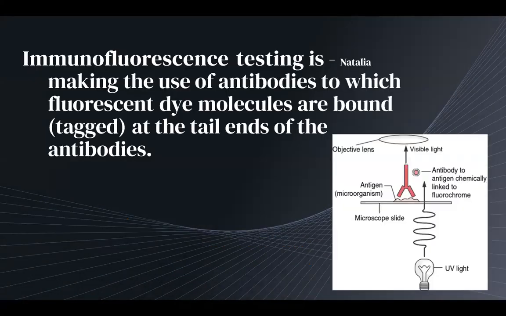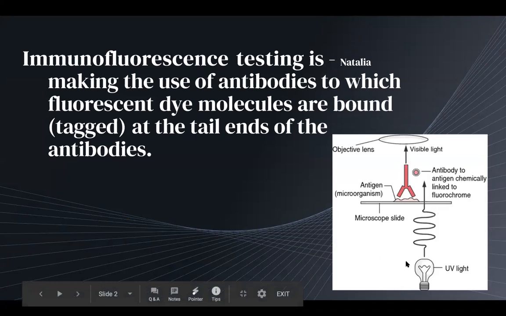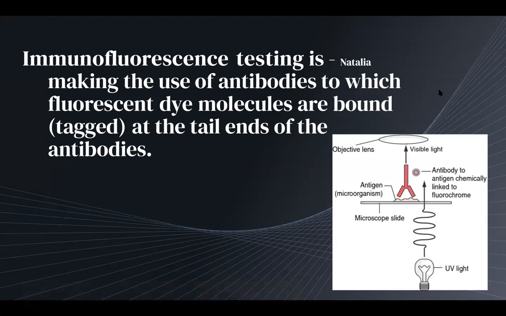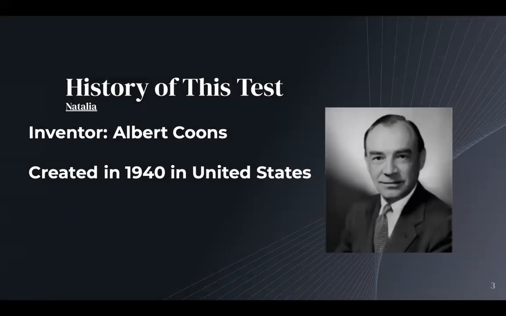So immunofluorescent testing makes use of antibodies to which fluorescent dye molecules are bound at the tail ends of antibodies. This is just a picture at the bottom right explaining it. If you want to take a look at that for a few seconds, I'll leave it up. Okay. So the testing was invented by Albert Kuhns, and it was created in 1940 in the United States. And this is just a picture of him.